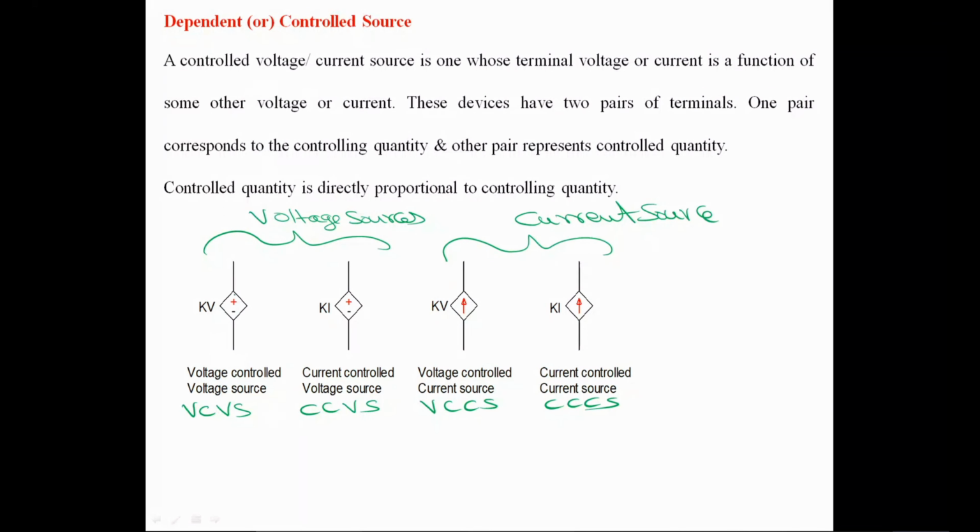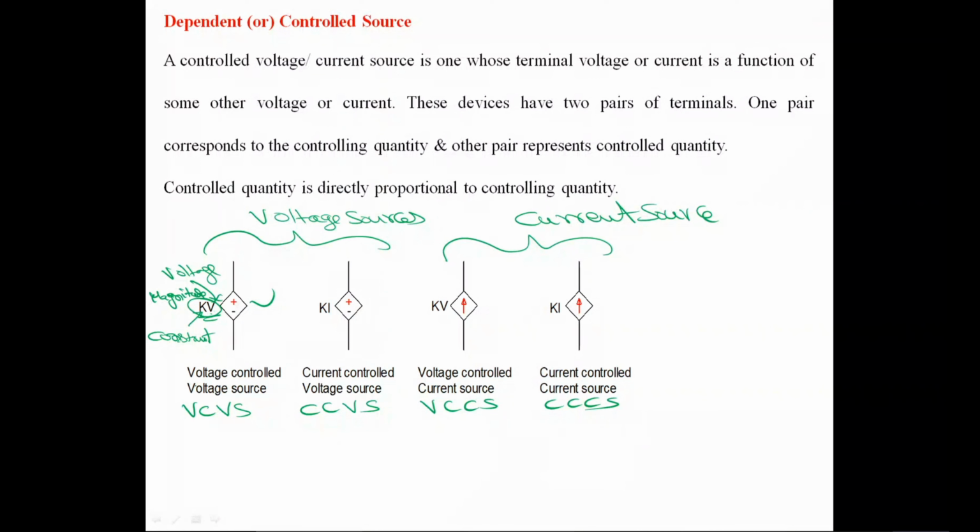Now in this one, we have written KV. So this K stands for a constant. What the constant is, we will discuss later. And V is the voltage. That means this total KV is the magnitude of this voltage source. So the magnitude of this voltage source is represented as a constant multiplied by voltage.